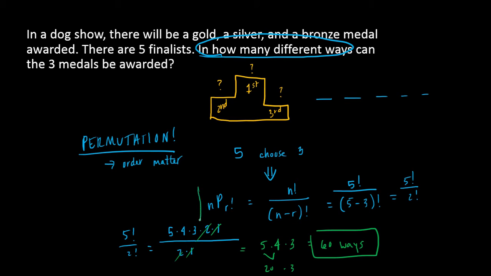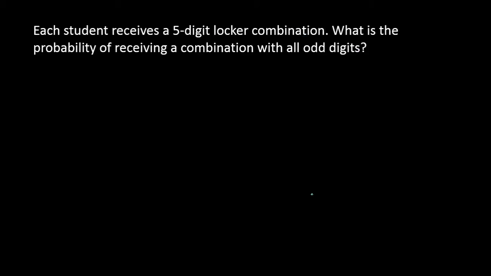Again, here's our formula for choice, where n is the total number we have and r is the number that we're choosing. N is the number we're choosing from, r is the number that we're choosing. Alright, let's do one last practice. Let's say each student receives a 5-digit locker combination. What's the probability, so they tell us, we're looking for probability, of receiving a combination with all odd digits?